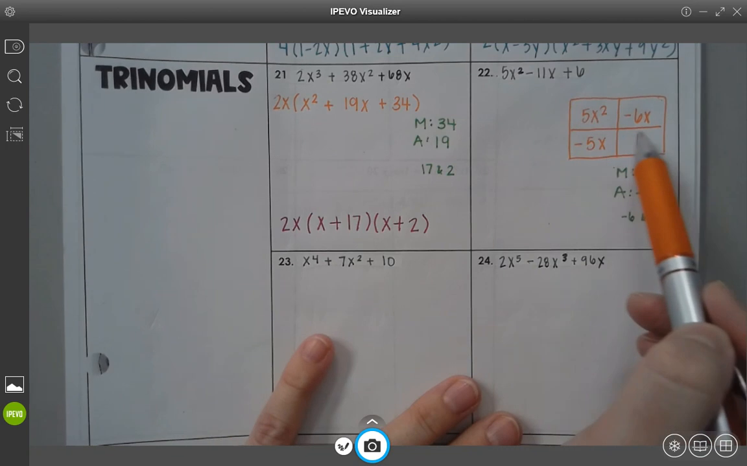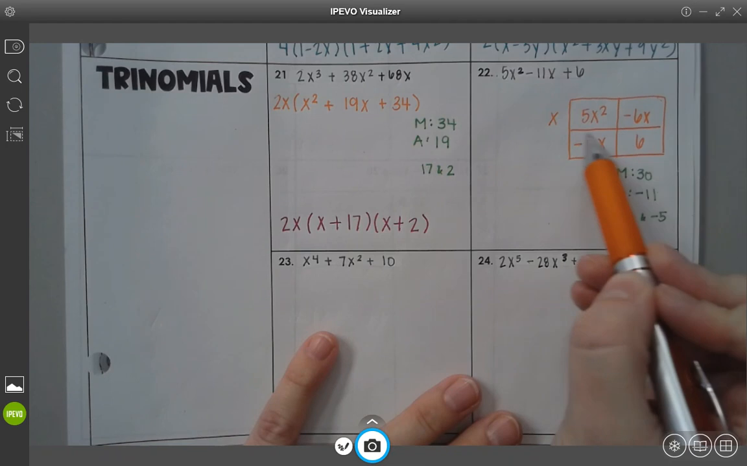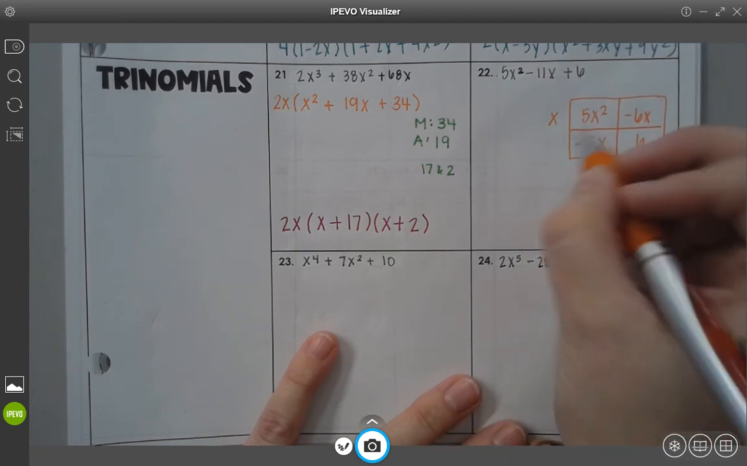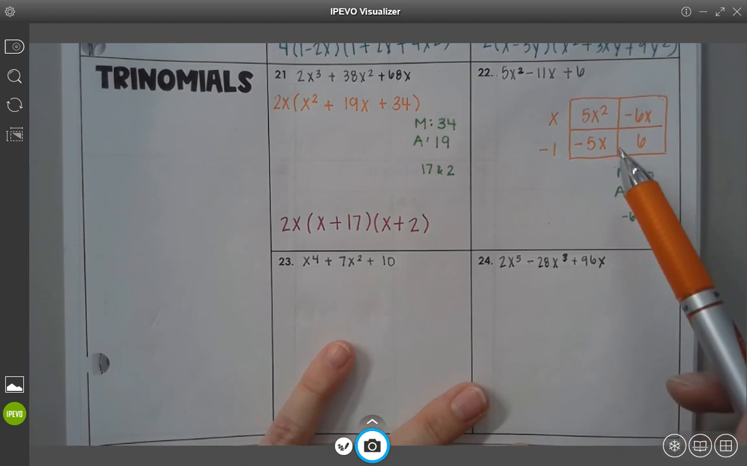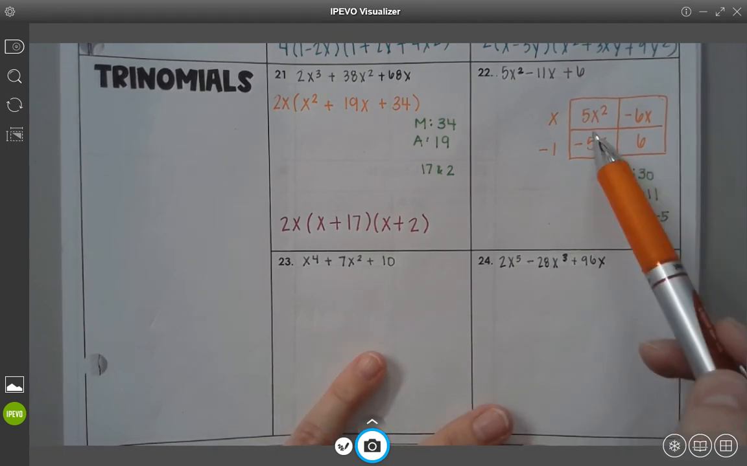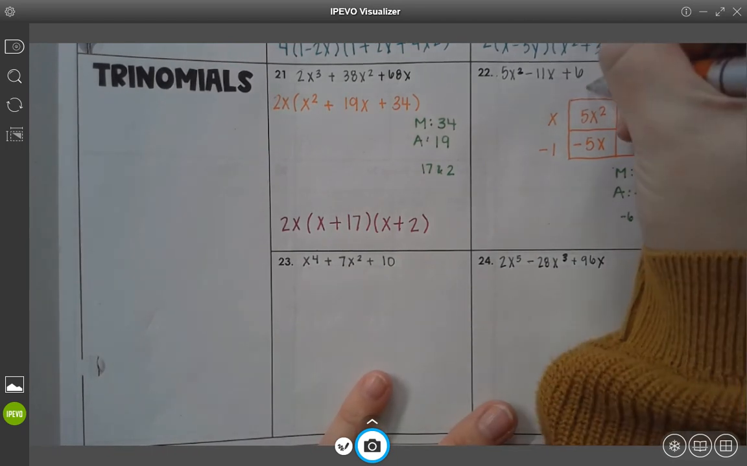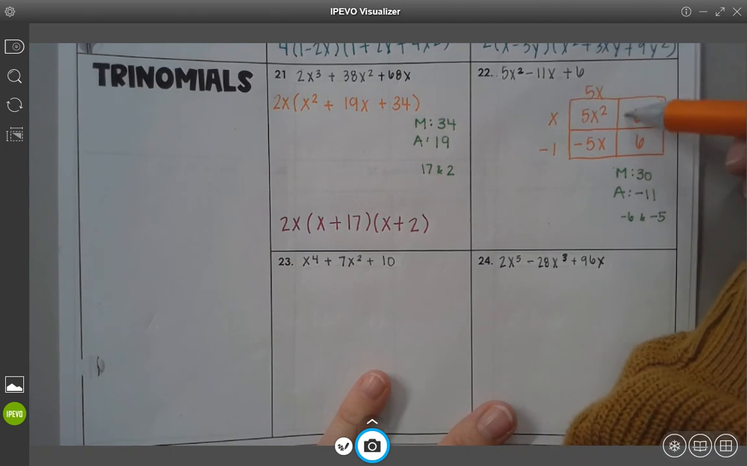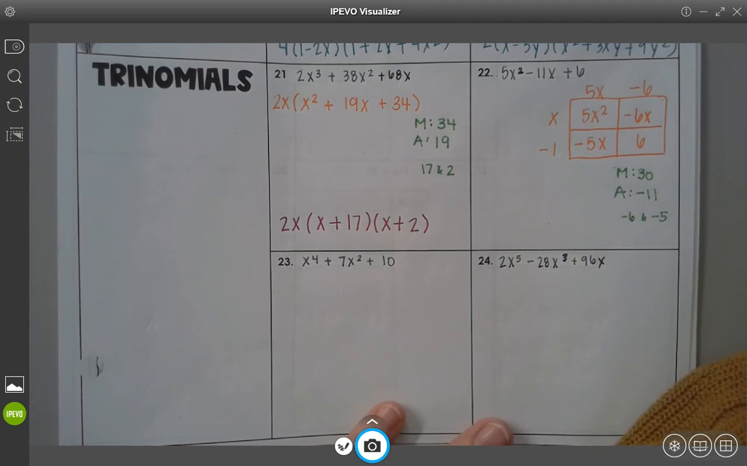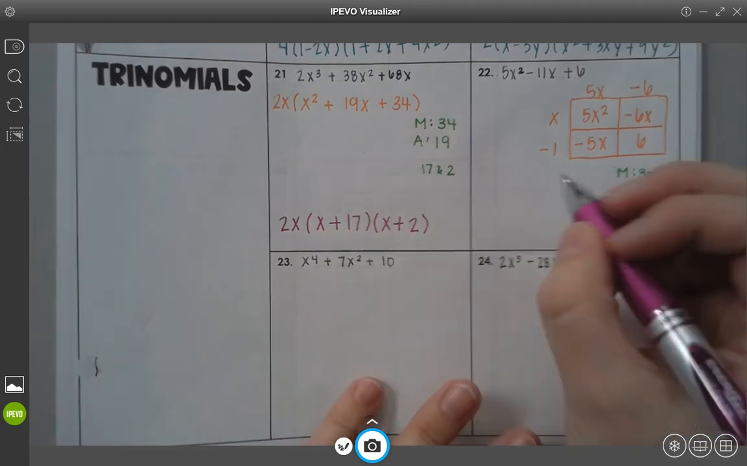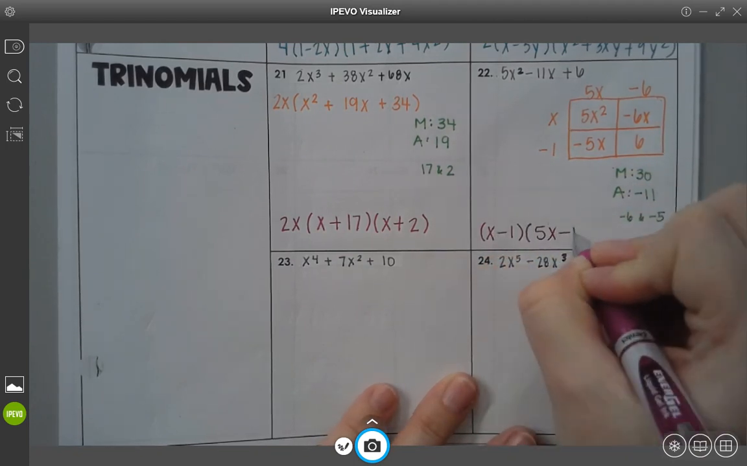So what is the GCF? X. Just x. What is the GCF of this row? Negative 1. And it does have to be negative because the first box is negative. What's the GCF of this column? 5x. And this column? Negative 6. It has to be negative because the first box is negative. And those are my factors. x minus 1, 5x minus 6.